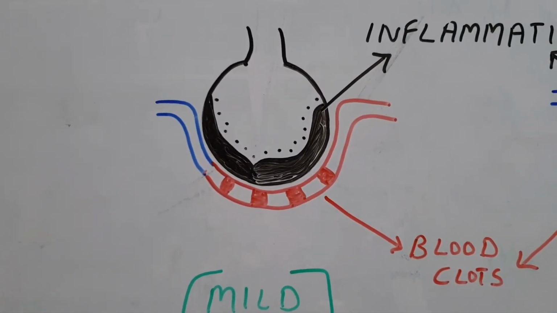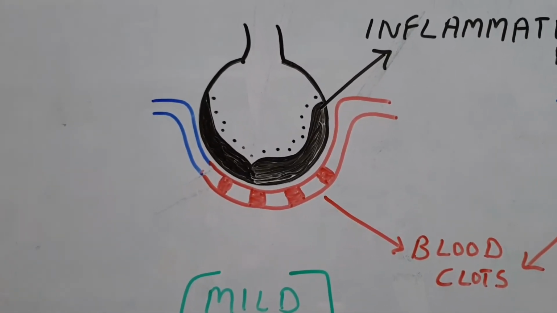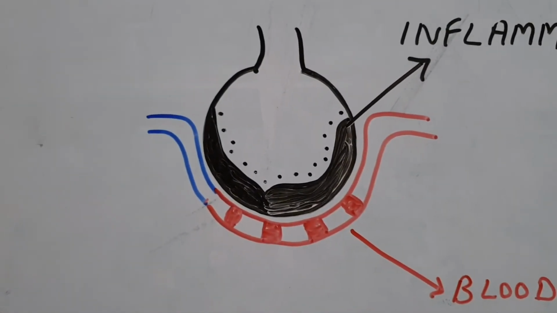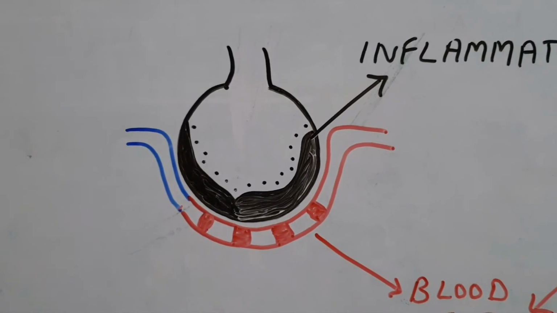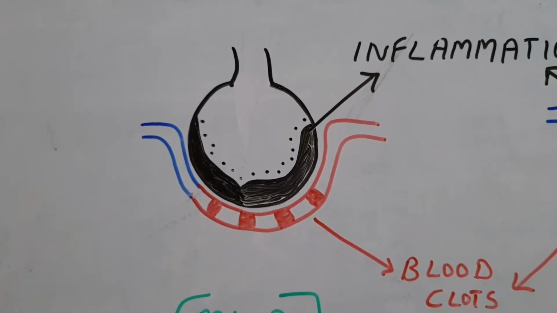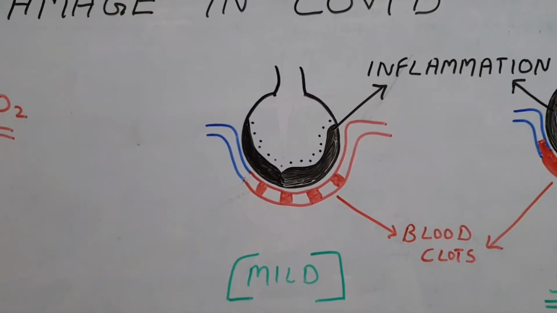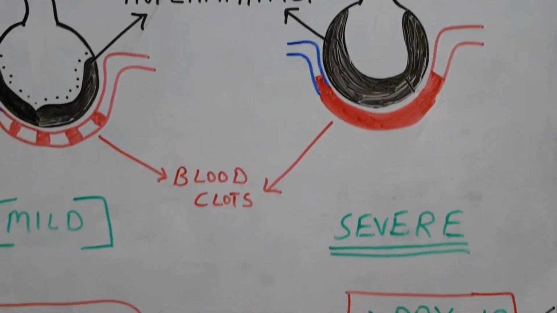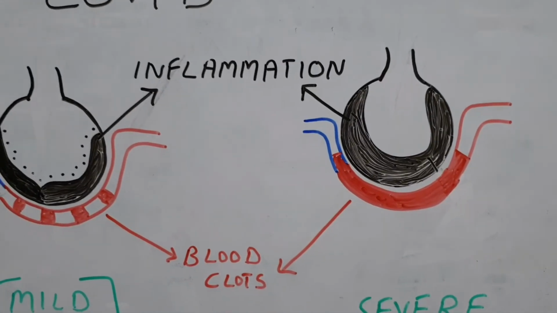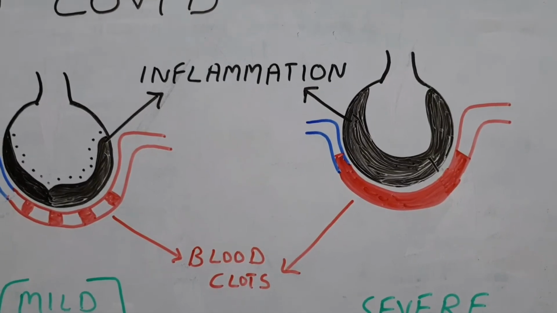Next, once the COVID virus enters the blood vessels, it's going to cause something called blood clots within the vessels. So this is how it starts causing damage inside the lung. This is in the initial stages, and once the disease progresses, let us say up to day 10, as you can see here on the right side, the inflammation is severe and the blood clot also has become severe.